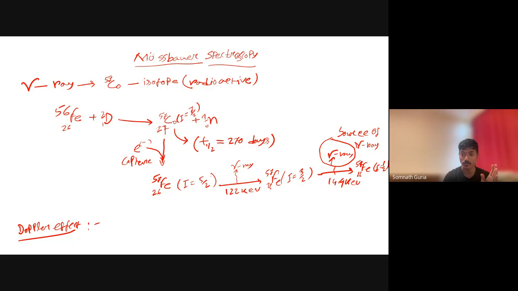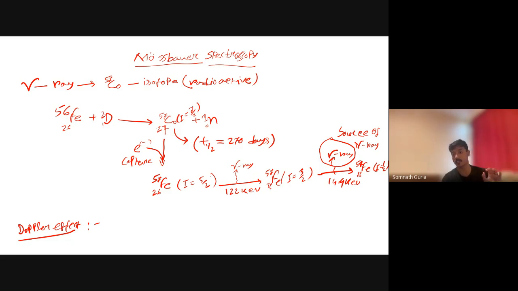So for that we fix the sample in a solid matrix, and to minimize the Doppler effect we also fix the source in a solid matrix so that they cannot move relative to each other. In that case sometimes we have some electron distribution or molecular property, something like that, and my nucleus state is different from my source.